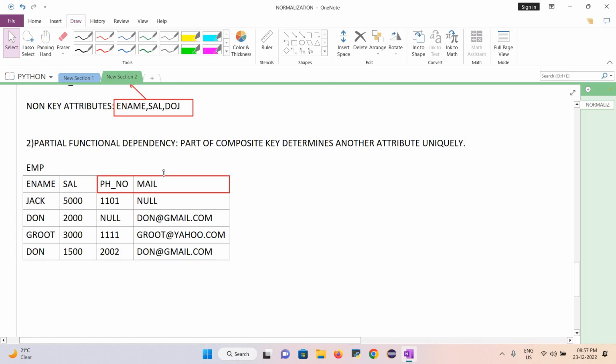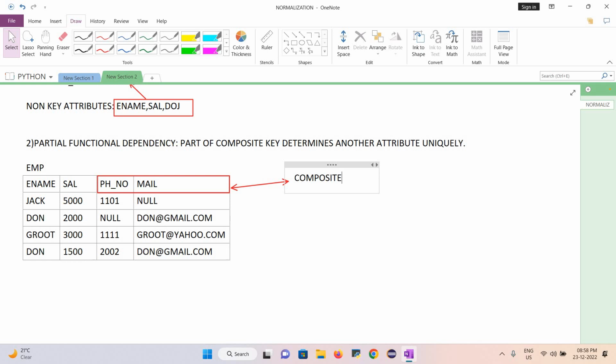So this is my composite key. I would select this composite key. Let me mark it over here and type it: this is my composite key. Whenever we have a composite key, that is actually the partial functional dependency.